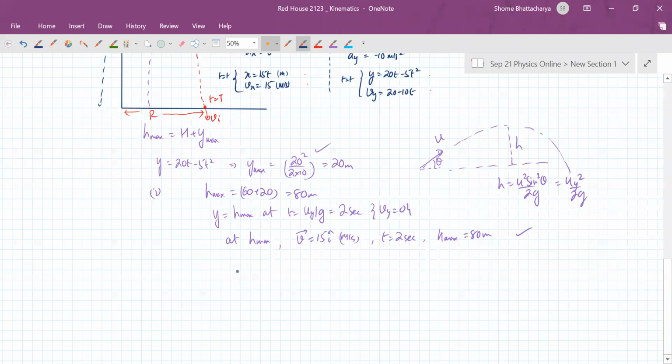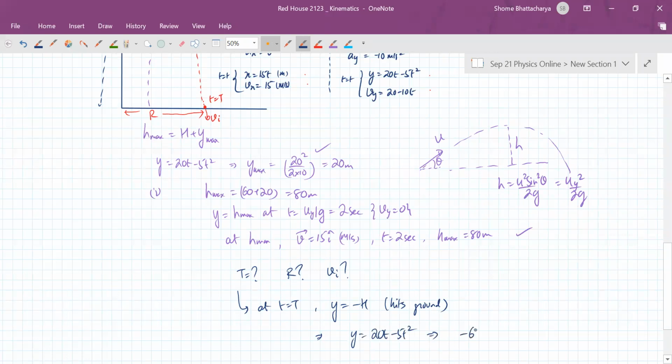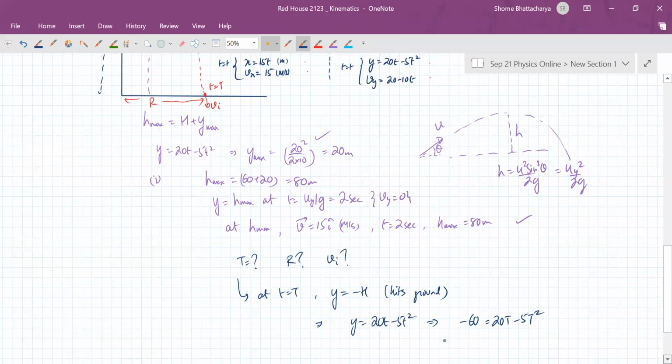So next thing, we want to find capital T, we want to find R, and we want to find the impact speed. So the first thing is that at t equal to this capital T, or so-called time of flight, your y coordinate should become minus h because it hits the ground. So from this equation above, we have y is equal to 20t minus 5t square. So minus 60 should become 20T minus 5T square. So this is a simple enough quadratic equation.